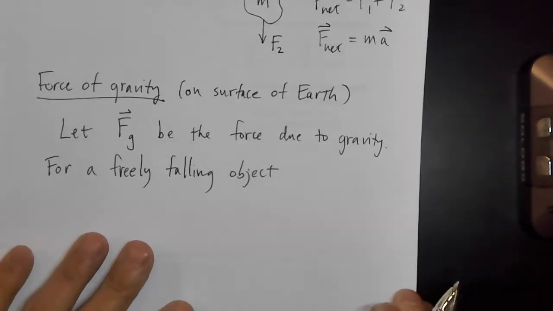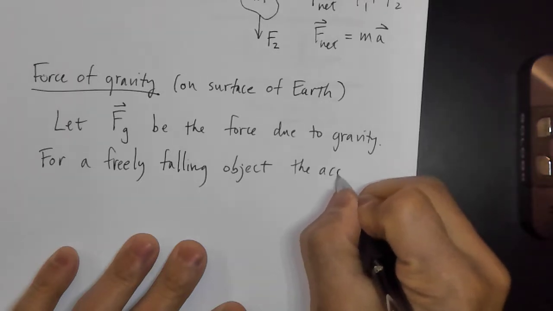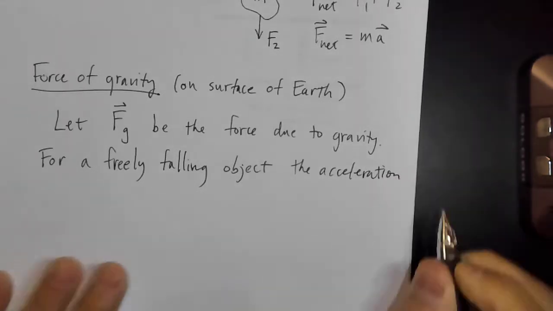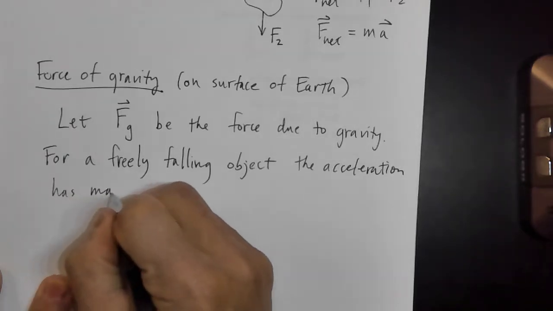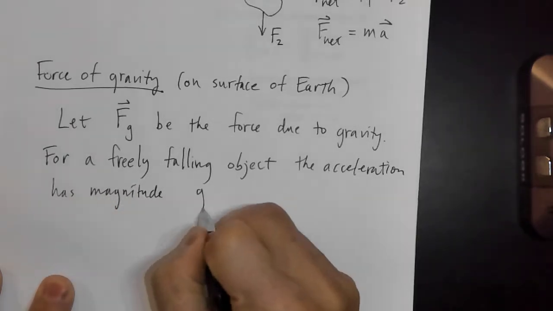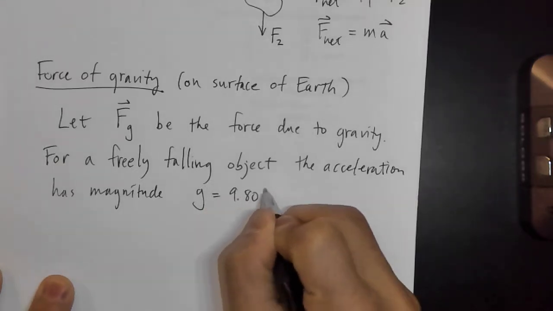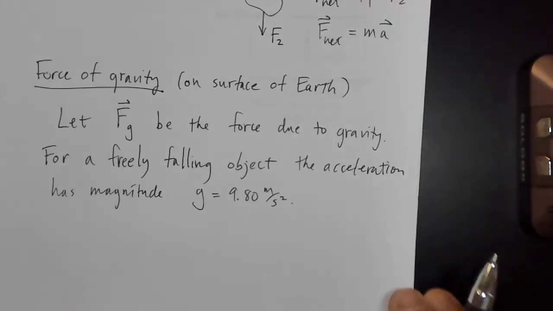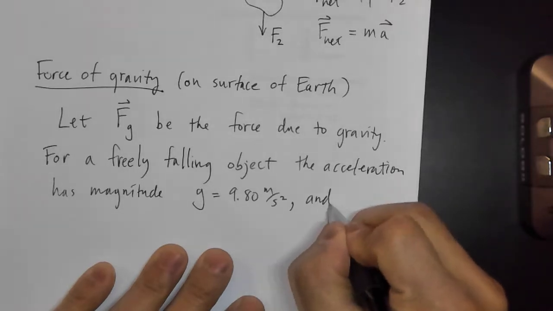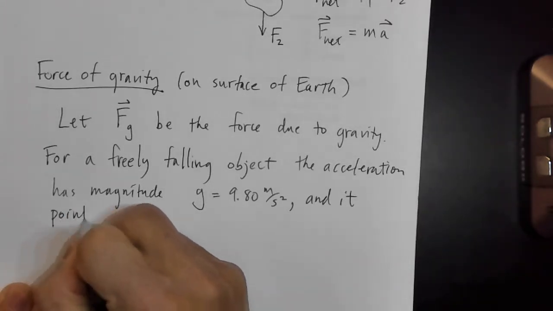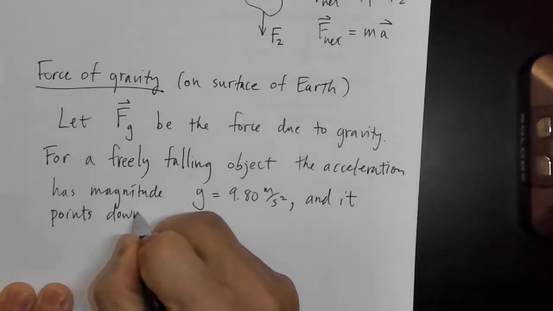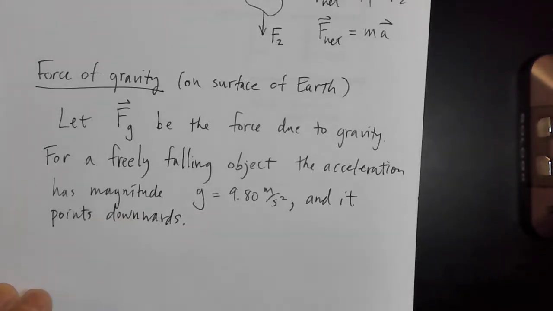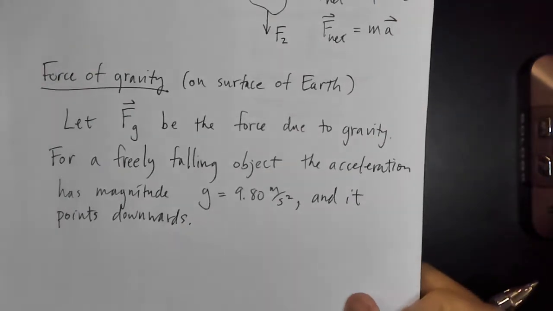For a freely falling object, the acceleration has magnitude g equals 9.80 meters per second squared. On the quiz, the formula sheet will actually say 9.81, but 9.80, it's off by 0.1%, so it's not a big deal. Okay, and it points downward. So this you already know about the acceleration.